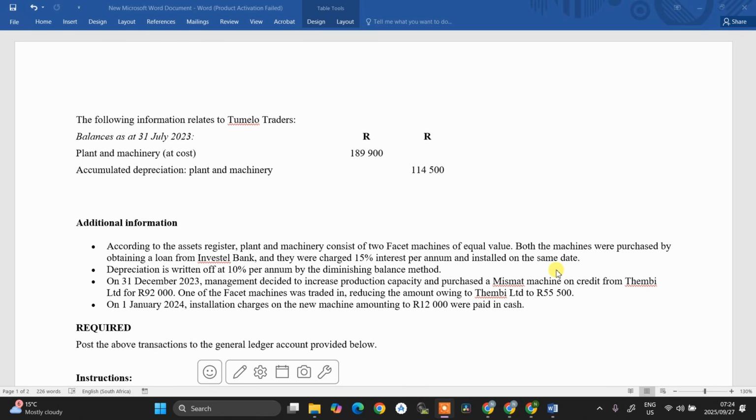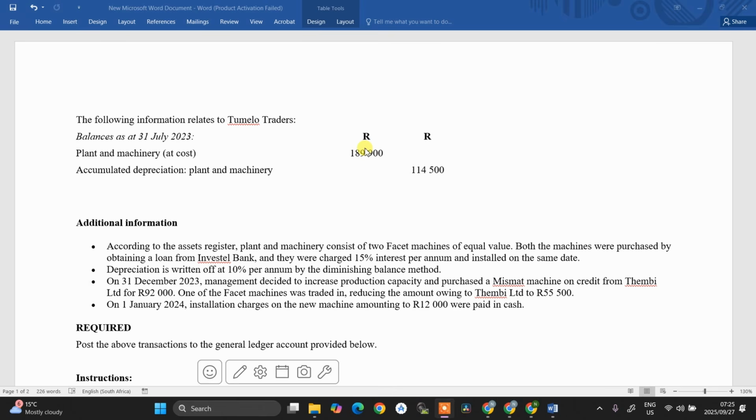So in terms of the given information, we can tell already that here they are disposing one machine, and the total cost for both machines was this amount here, and the accumulated depreciation by this time here was 114,500. So if we want to know the accumulated depreciation for one of the machines, we are just going to divide by 2 because we have 2 machines. Even the price, if we want to know the price of one, we are going to divide this value by 2.